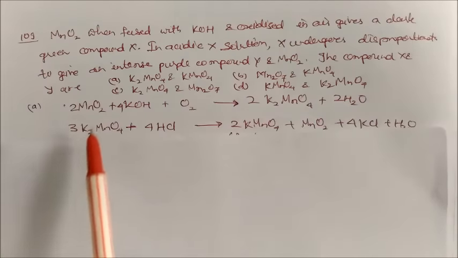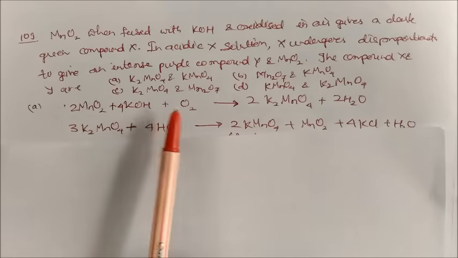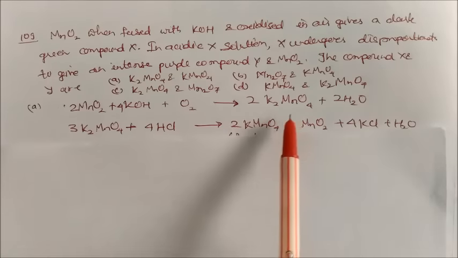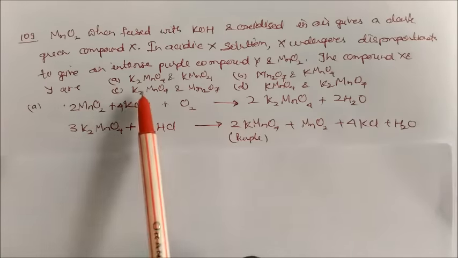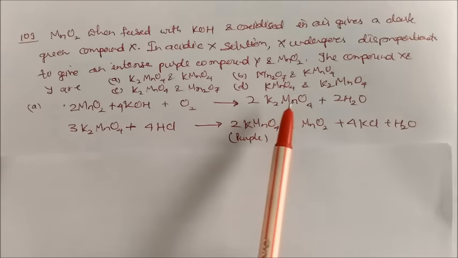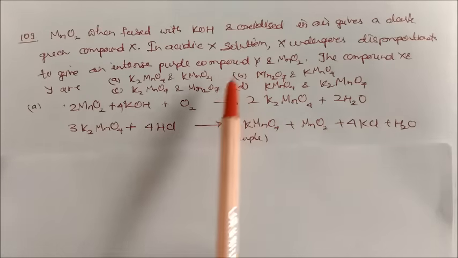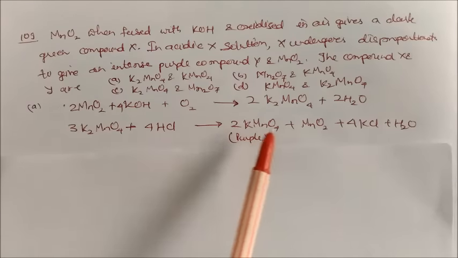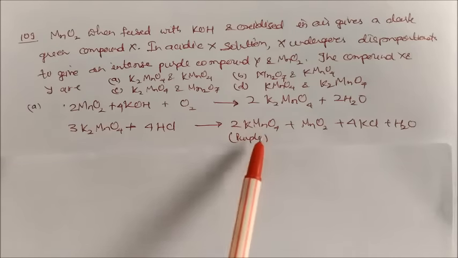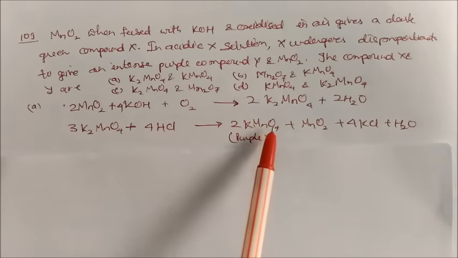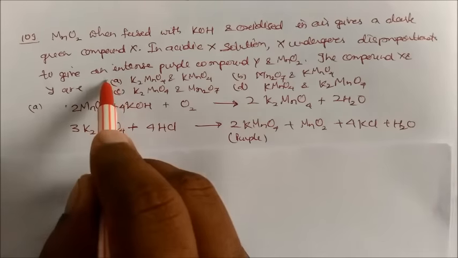So the reaction means manganese dioxide is reacting with potassium hydroxide in the presence of air. So it will give you the compound K2MnO4. So this is confirmed. The first product is K2MnO4, and again it reacts with the acidic medium, means HCl. It will give you the purple compound, KMnO4, that is potassium permanganate. So we have two products, K2MnO4 and KMnO4. So the answer will be this one, answer A.